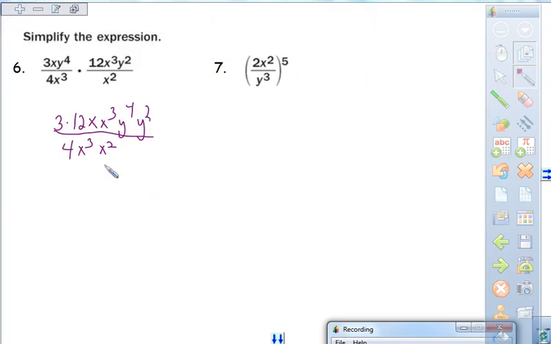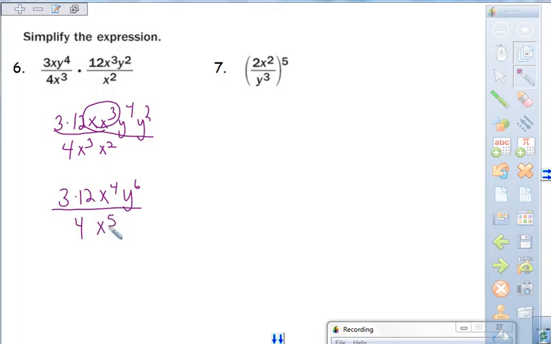In number 6, what I wanted to do first was just combine top and top, bottom and bottom. I just ordered them. And some of you could probably do part of this in your head. So I'll just leave them separated. 3 times 12, and then my x's are going to make 4. And my y's, here I'm going to add, so I get 6. In the bottom, the 4 stays, and I'm going to add, so I get x to the 5th.